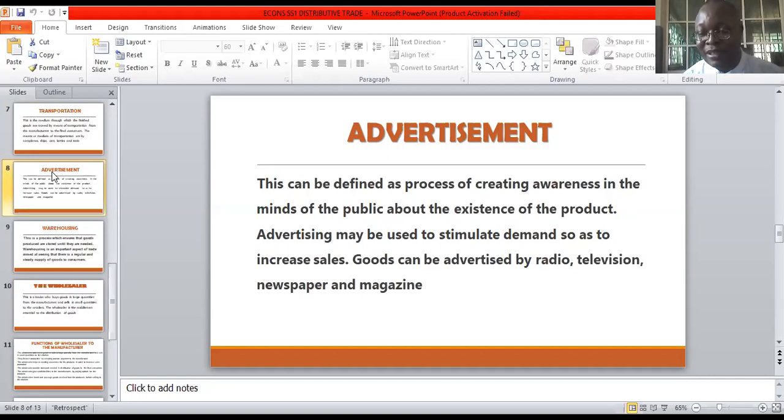Now, when we are talking about demand, demand is the quantity of goods that a consumer is willing and able to buy at a particular period of time. So when advertisement stimulates demand, it simply means there will be an increase in sales. Goods can be advertised by radio, television, newspaper, and magazine. So we limit it there. We have different types of advertisement.